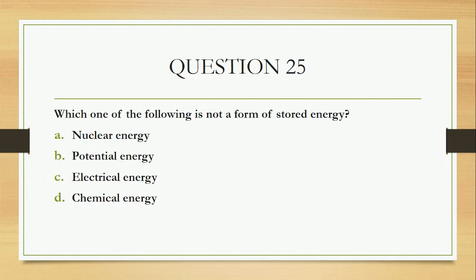Now the next question is, which one of the following is not a form of stored energy? Option A, nuclear energy, option B, potential energy, option C, electrical energy, or option D, chemical energy. And the correct option is option A, nuclear energy.